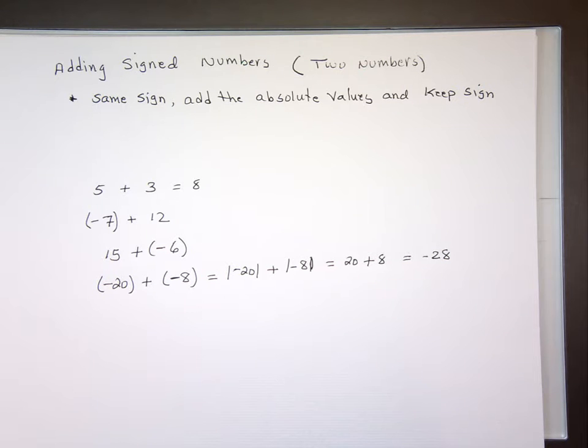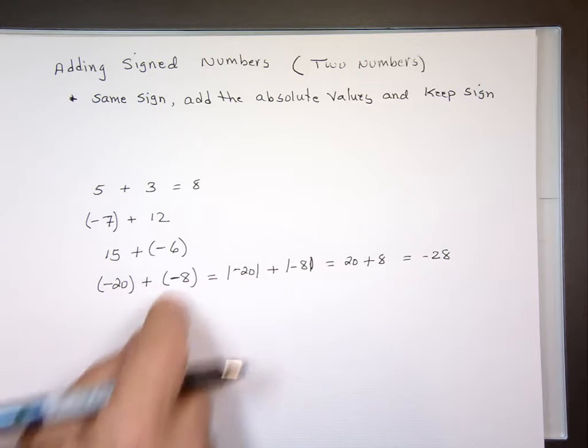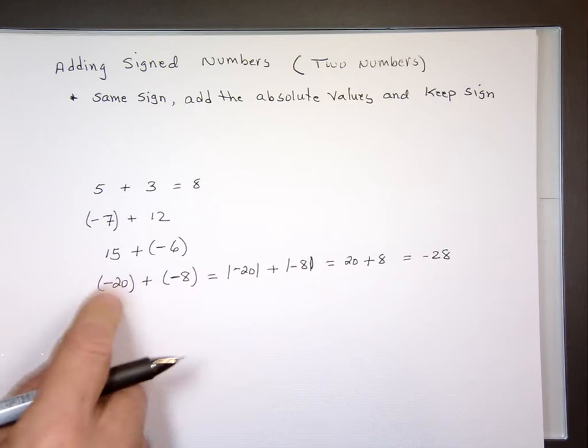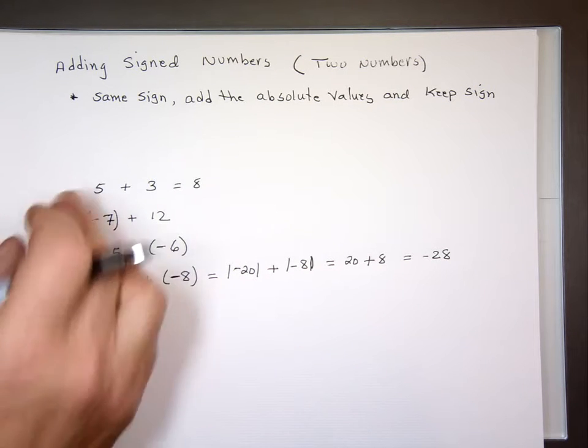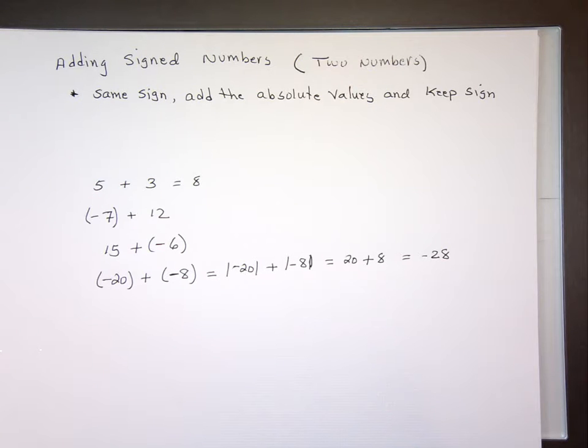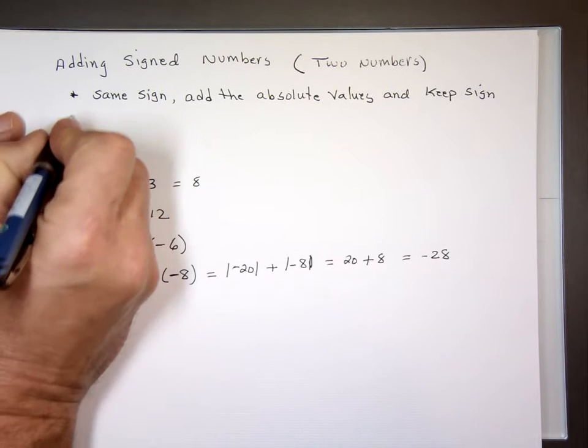So that's too much work or too much stuff saying there. Add this and that, add this. So what you have to look at, don't pay attention to the sign, just add the numbers. 8 and 20 is 28. What's the sign? Negative. 5 and 3, 8. What's the sign? Positive. What about if they have different signs?